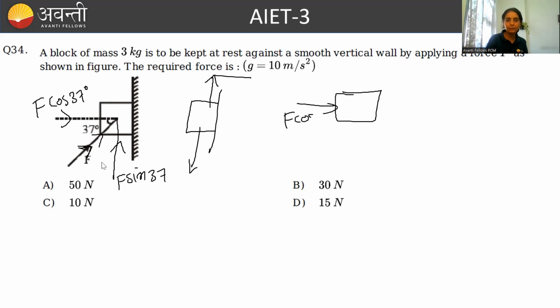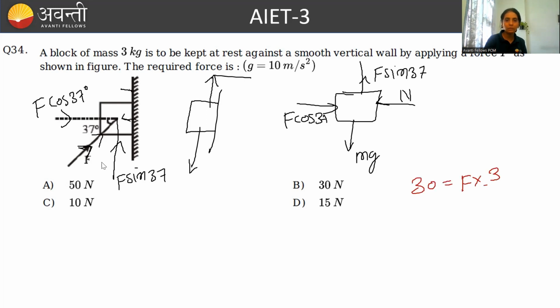So if you draw the FBD of this body, this is F cos 37. And this wall will apply a normal force on this. So this is N. And downward, mg force will act, force of gravity. And upward, F sin 37. If this block is at rest, normal reaction will be equal to F cos 37. And mg, m value is 3 kg. So 3 into g, that is your 30. 30 should be equal to F sin 37, that is your 3 by 5. Sin 37 is 3 by 5, right?